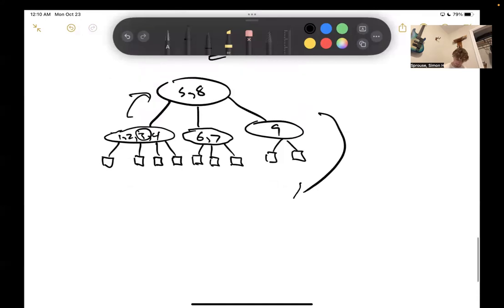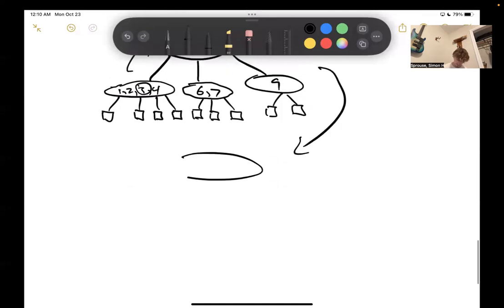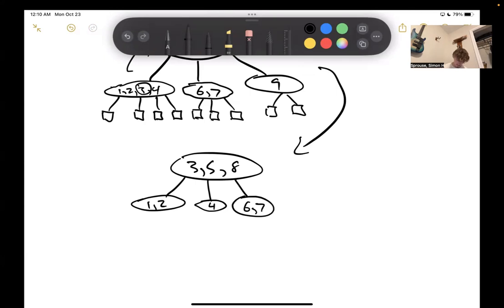So this is going to go down here. We're going to have 3, 5, and 8. The nodes that are less than 3 are going to be 1 and 2. Between 3 and 5, we're going to have 4. Between 5 and 8, we're going to have 6 and 7. And then over here, we're going to have 9.